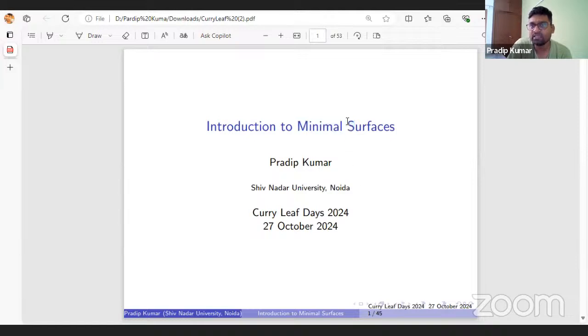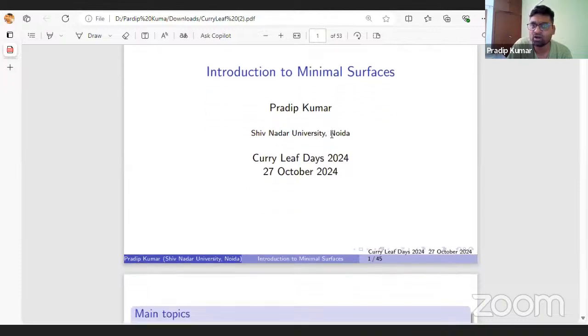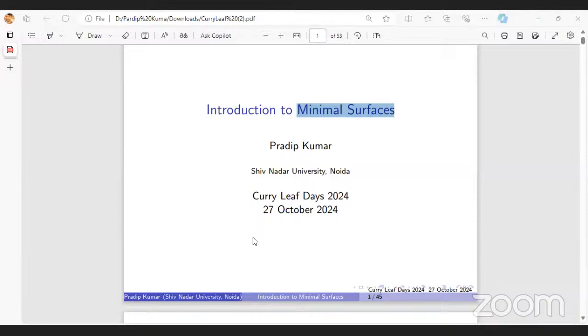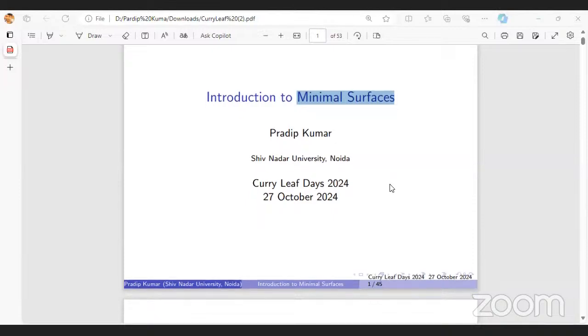But before that, what is minimal and what is a surface? So let us recall these concepts. The focus will not be on this recall, it will be on the construction of minimal surfaces, so I will be very quick here. Stop me if you have any problem or any doubt here. This is what I have written in the next slide also.